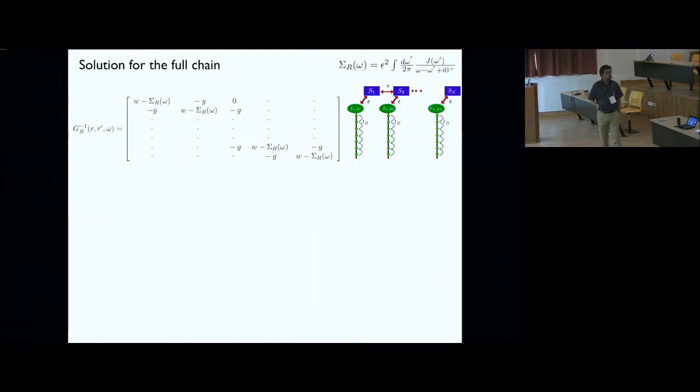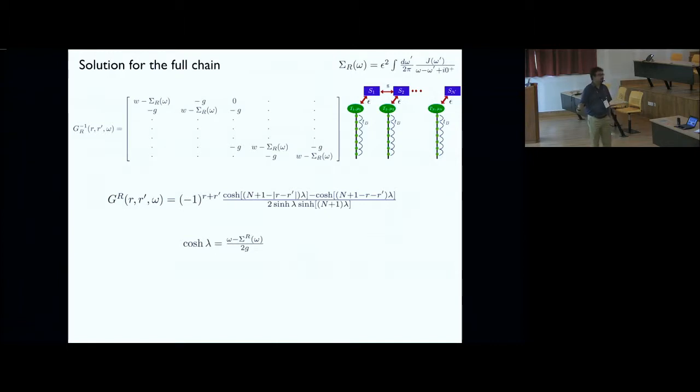Coming to the question Prasanna raised, we can actually solve this problem for the full chain. There's an exact solution. It turns out all you need to do is invert this matrix. You can invert this matrix in closed form. Okay, some mathematical trickery, but that's what comes out as the full answer.